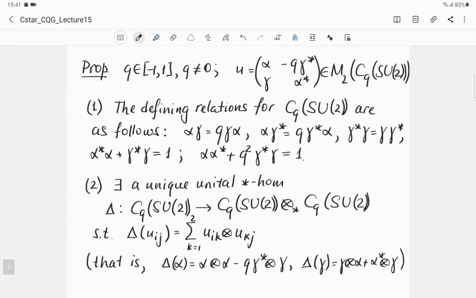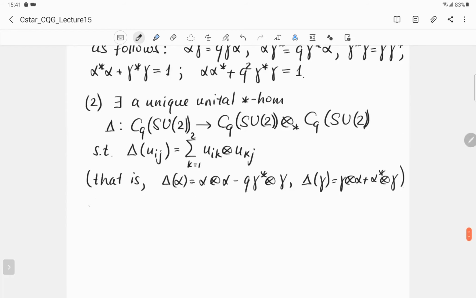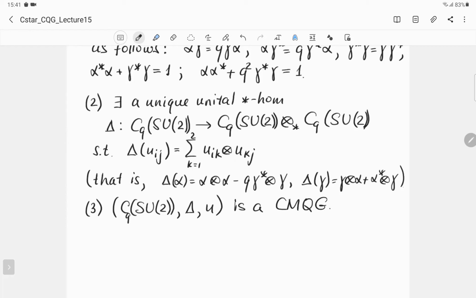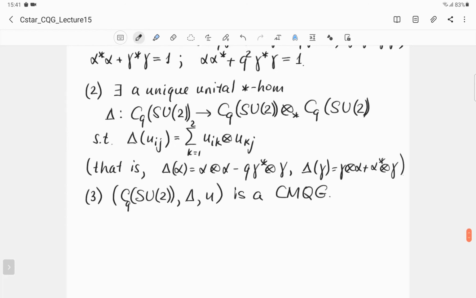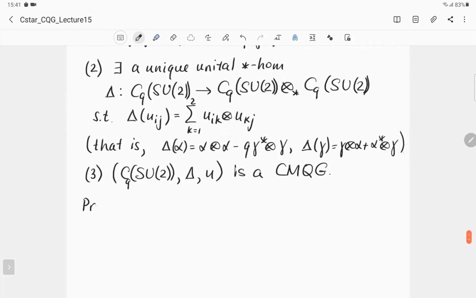Okay, and part 3, which is the main part of this proposition: our algebra, quantum SU2, together with delta and U, is a compact matrix quantum group. So as a corollary, it is a compact quantum group. Well, the proof.